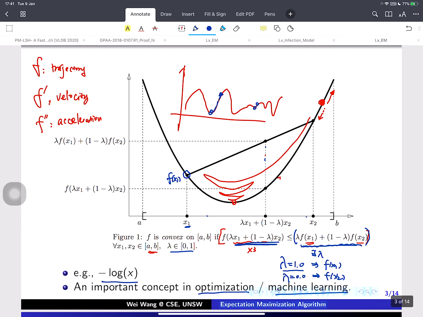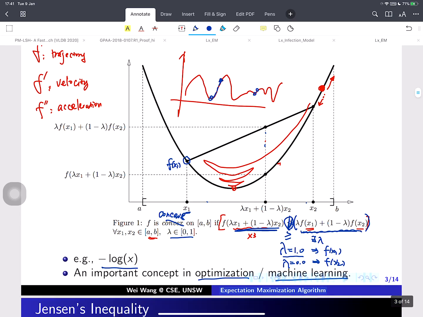One of the important functions that are convex is minus log x. In other words, if f(x) is convex, minus f(x) is a concave function. For concave functions, the inequality becomes the other way around. If it's concave, then it's greater or equal to. So essentially log x is concave.